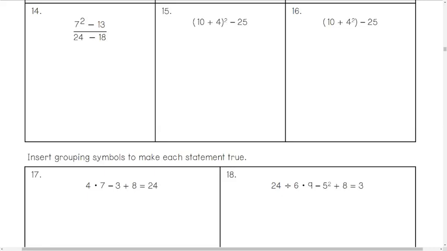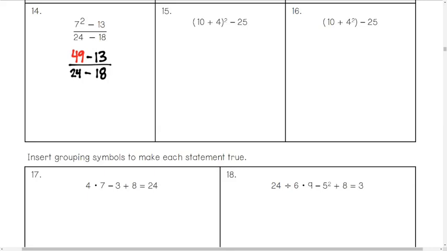Our last 5 problems here, we go ahead and take this one, and you'll notice that the order of operations, we have no parentheses, but we do have exponents, so I'm going to go ahead and take that 7 and square it, and that would give me 49. I bring down what I didn't use, which was the minus 13 divided by 24 minus 18.